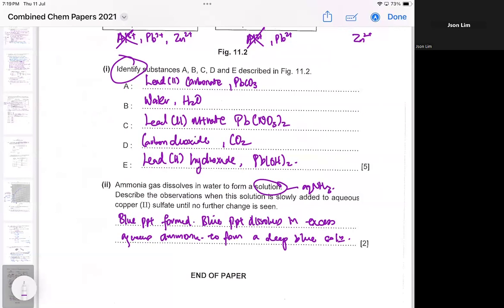Okay, please jot down whatever you need. Those who are done, you can proceed to Paya Lebar Methodist Girls for our last paper.